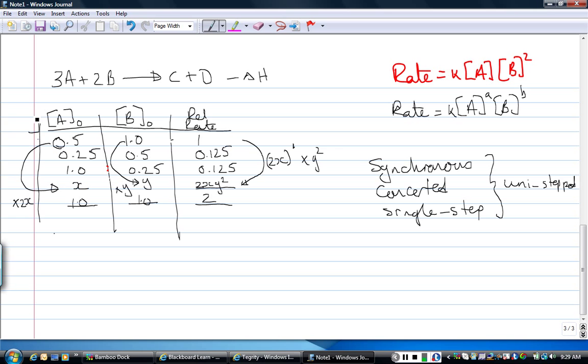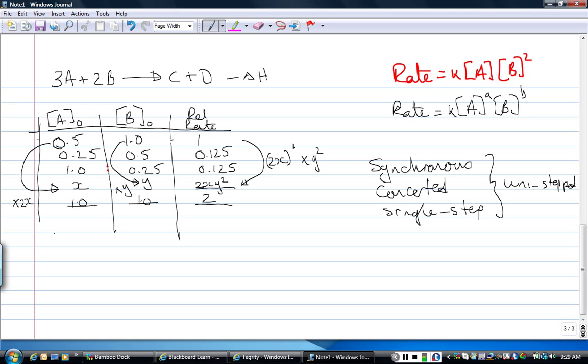And I know that because if it were one step, the molecularity would have to be 5. Because for this to go in one step, 3 A's and 2 B's would all have to react in a single step. They'd have to all be involved in one step. That's impossible because my molecularity can either be 1, 2, or 3. It cannot be more than 3. So this reaction cannot be synchronous. So I know it has at least 2 steps.